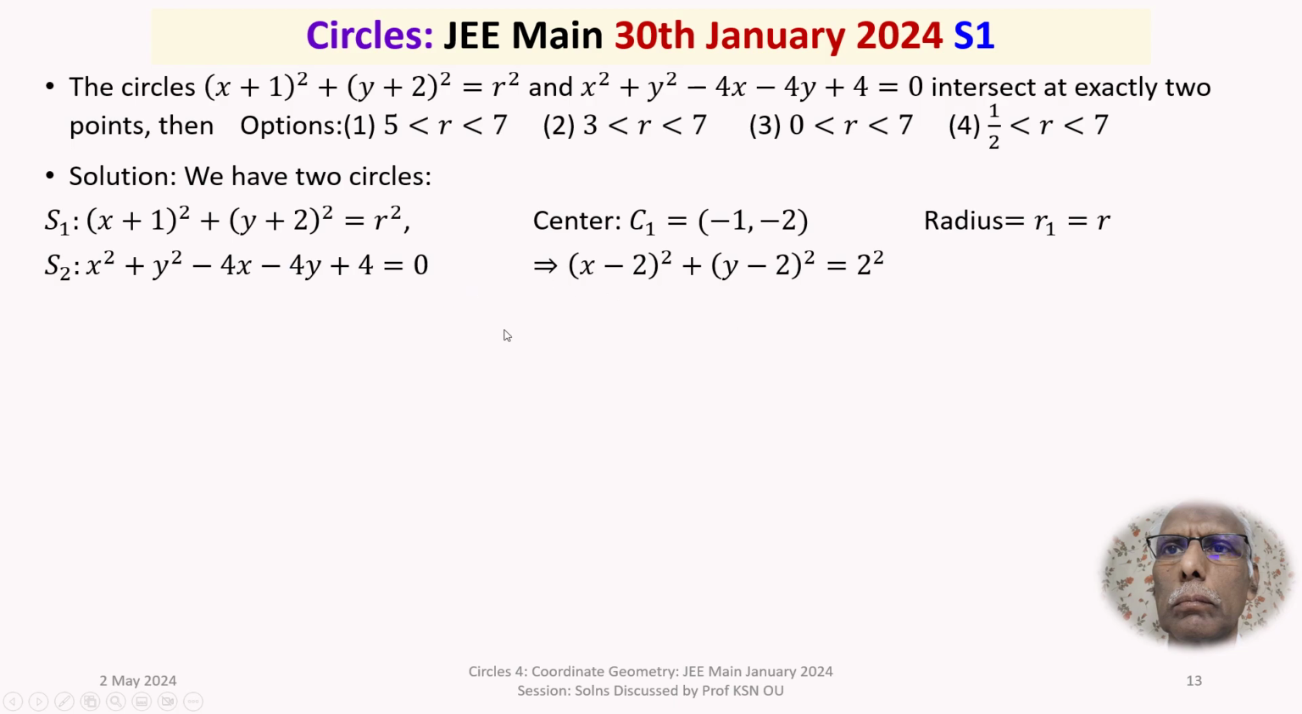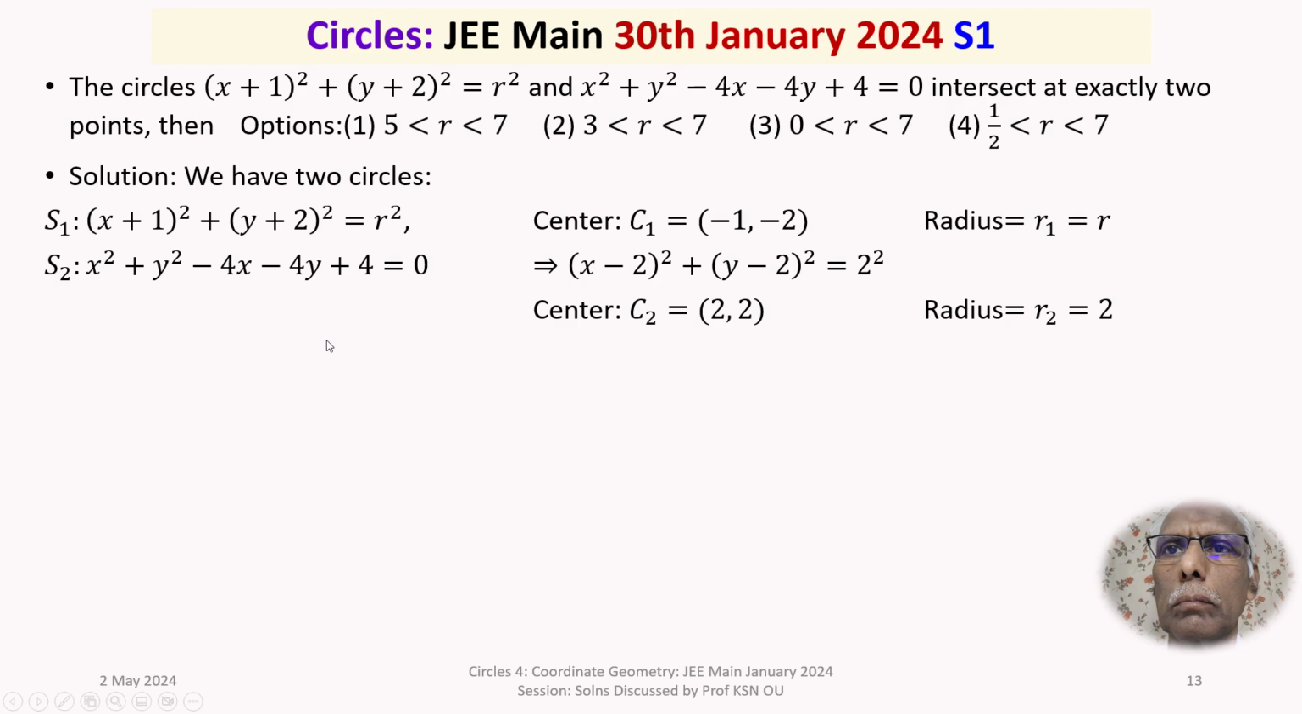Write this in the form (x − α)² + (y − β)² = r². When you write this, x² − 4x + 4 will be (x − 2)². For y² − 4y, we have written (y − 2)² and compensated the extra term, that is 2². And the center of this circle C2 is (2, 2) and the radius R2 is 2. Now it is given that these two circles intersect at exactly 2 points.